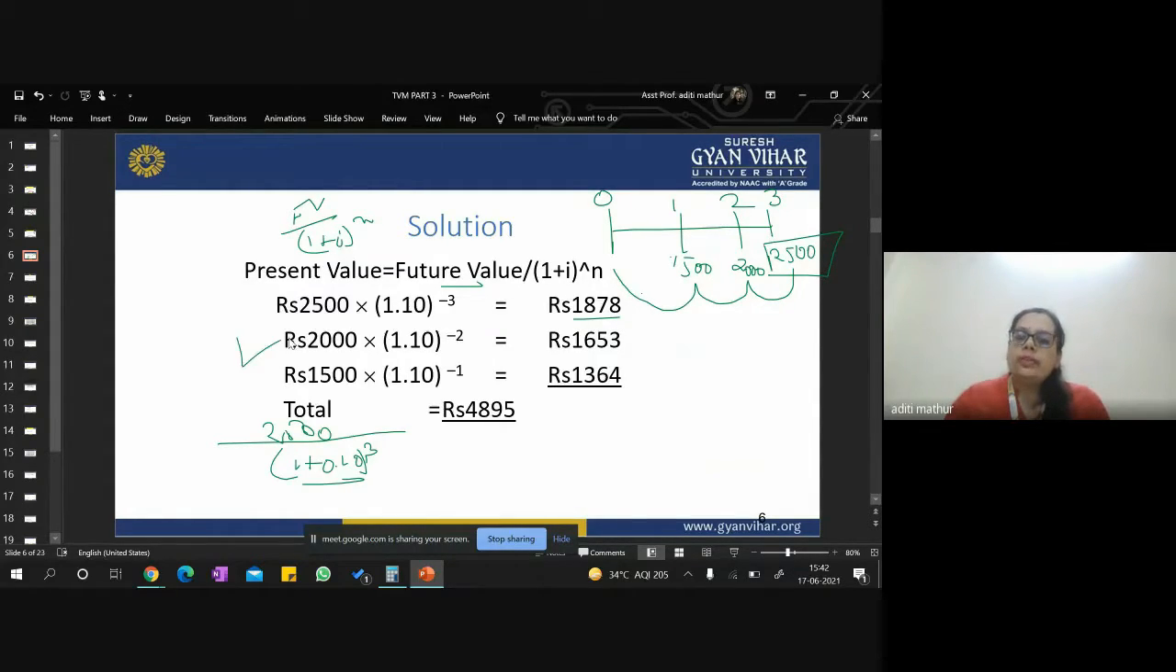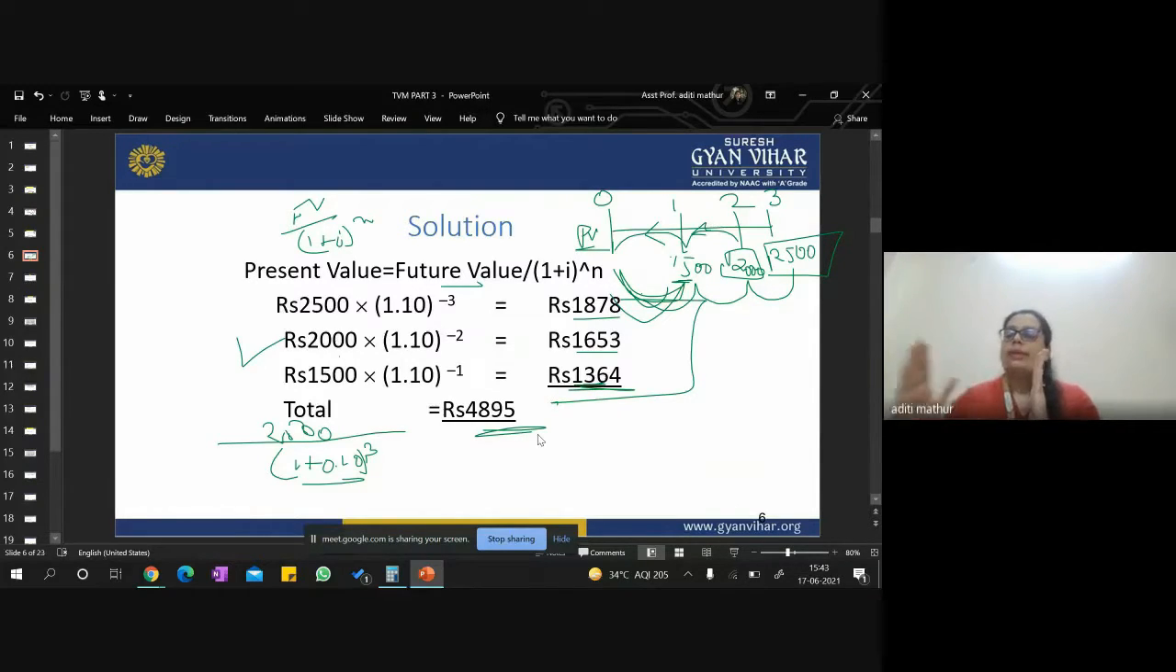1,878. Then for the 2,000 rupees, you are going to discount it for how many years? 2 years, because this is our present value position. So 2 years of discounting for 2,000 will give you 1,653. For this one, there is discounting for only 1 year's time lag, so you will be getting 1,364. When you add these three, you will get 4,895.